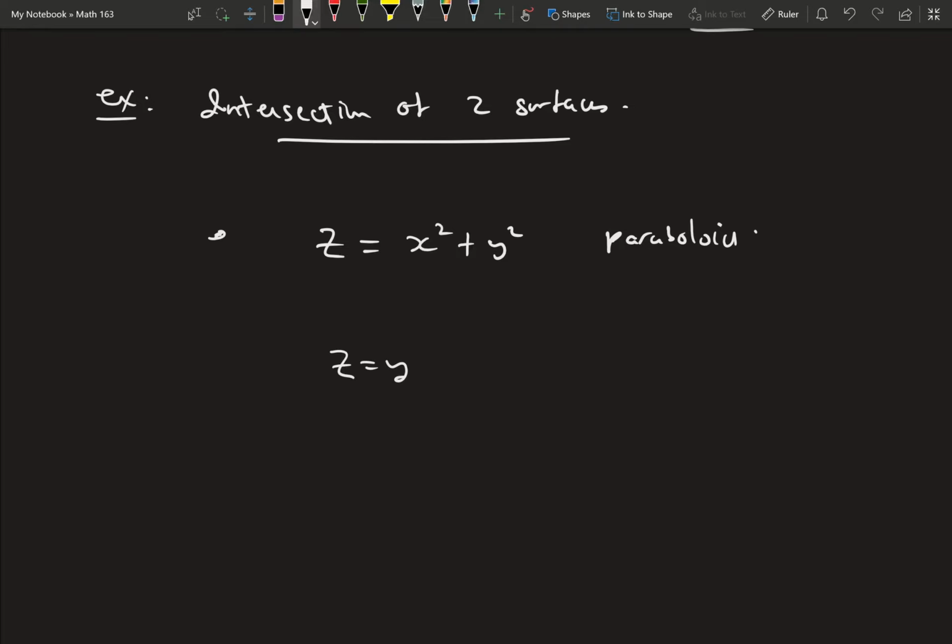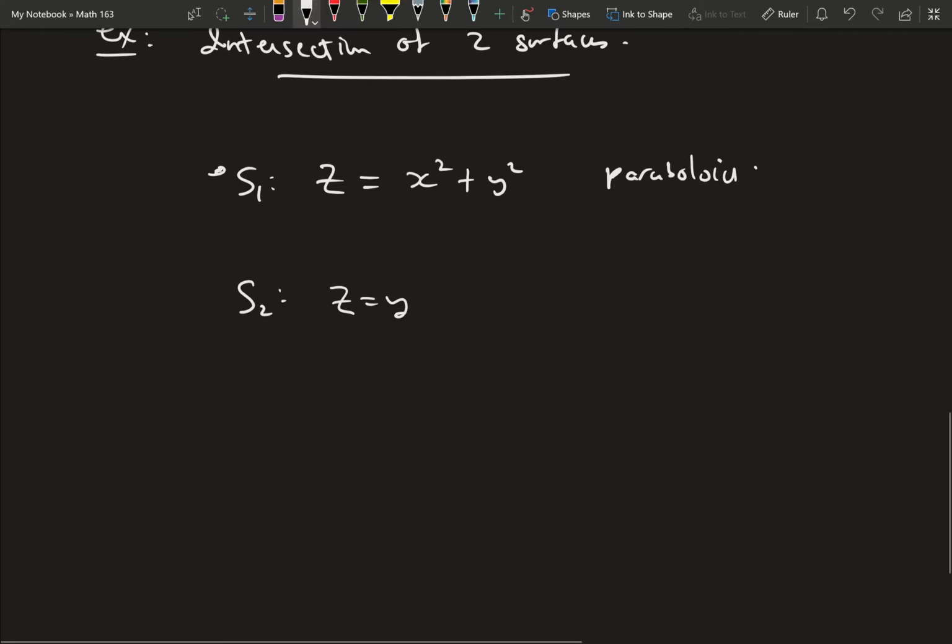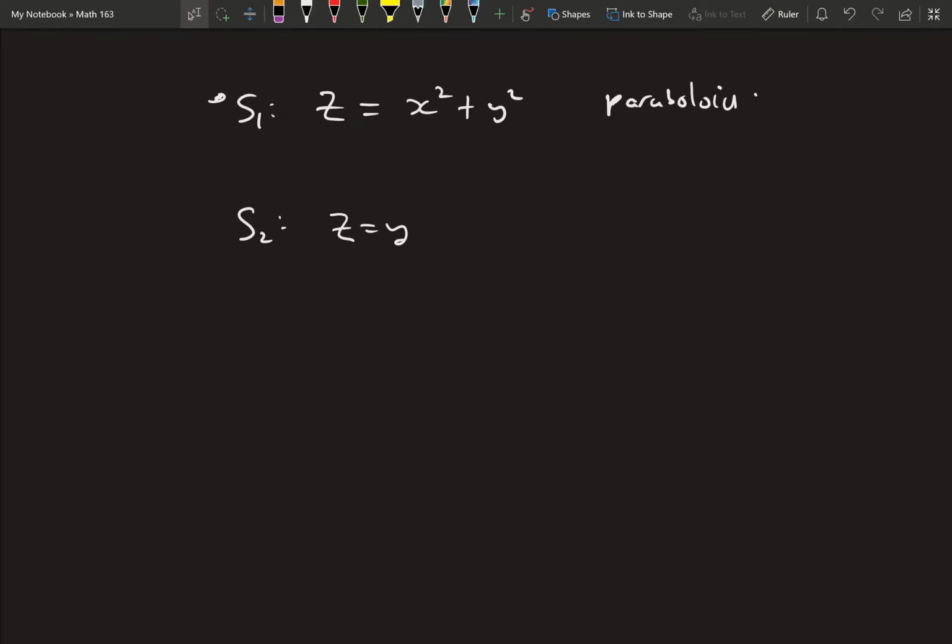So we want the intersection of this, which is surface 1, we'll call it. This is surface 2. So visually, what do we have here? I'll just maybe try to draw it anyways. So here's our paraboloid.